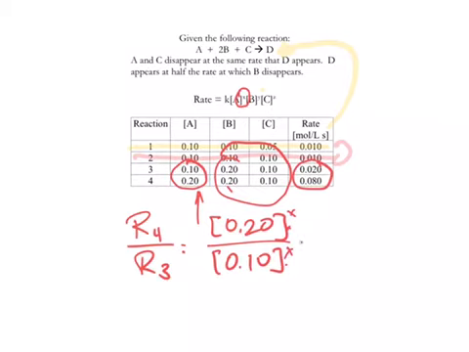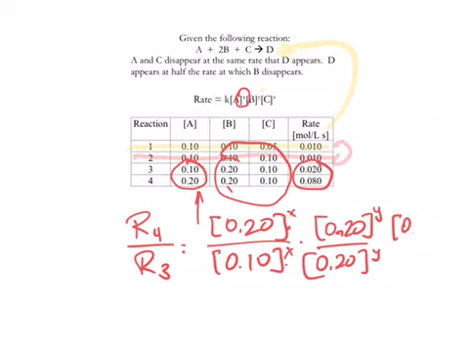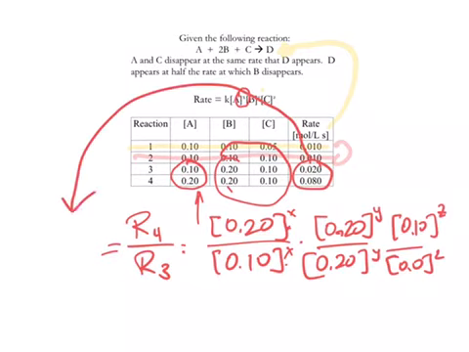Now, technically, I'm going to multiply that by the concentration of B to the y power, divided by rate 3 concentration to the y power. And then I'm going to take the concentration of C to the z power, and the rate 3 concentration of C to the z power. Now, here's what's important. I've also got to take the rate values, which is going to be 0.08 divided by 0.02.